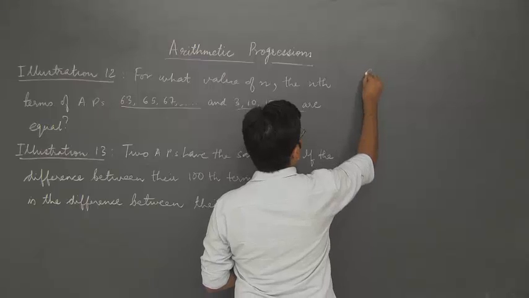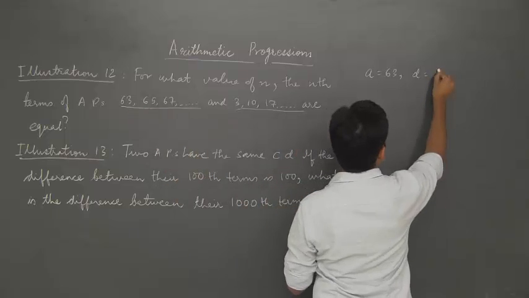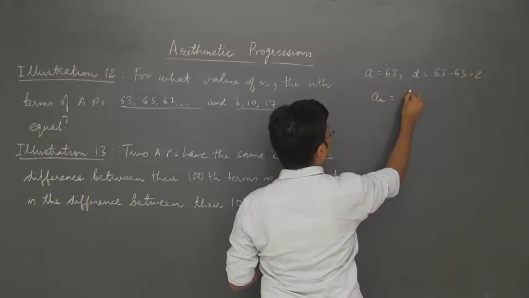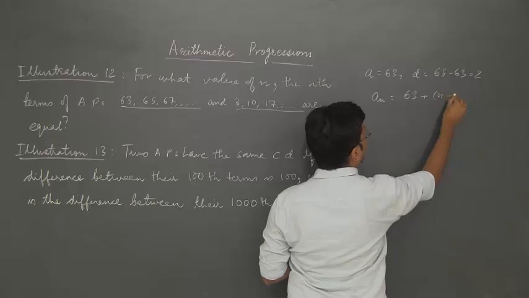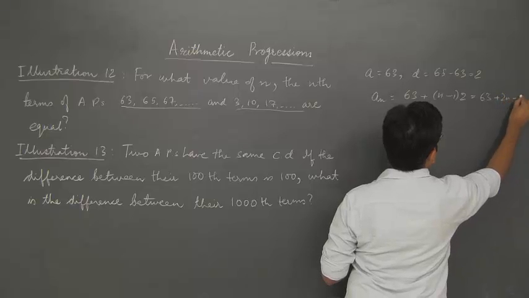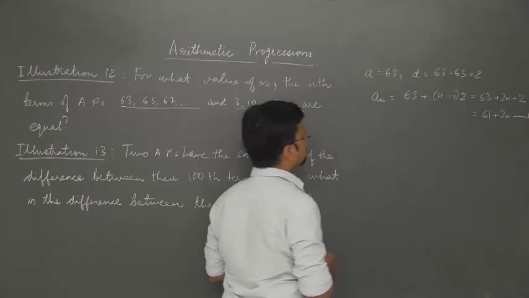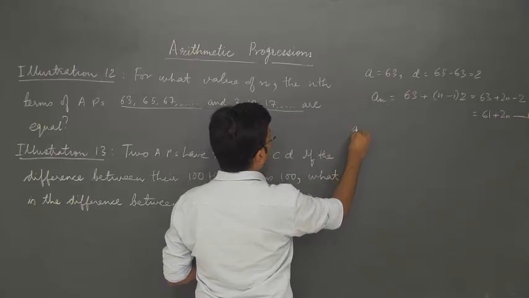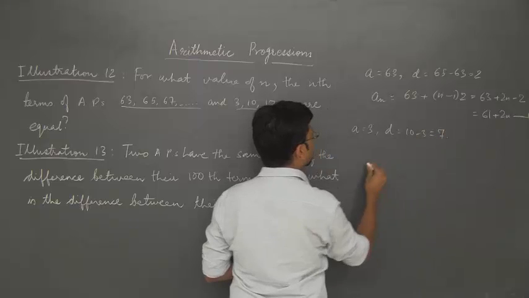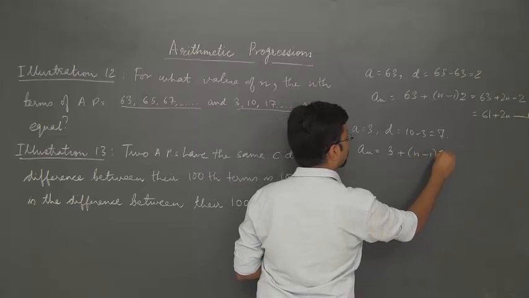For the first AP, the first term is 63 and the common difference, if you observe, it's 65 minus 63, that's 2. So we write the nth term, which will be a plus n minus 1 into d. If we simplify it, it will be 63 plus 2n minus 2, that is 61 plus 2n. We call this equation 1. For the second AP, the first term would be 3 and the common difference is 10 minus 3, that's 7. So the nth term would be a plus n minus 1 into d.